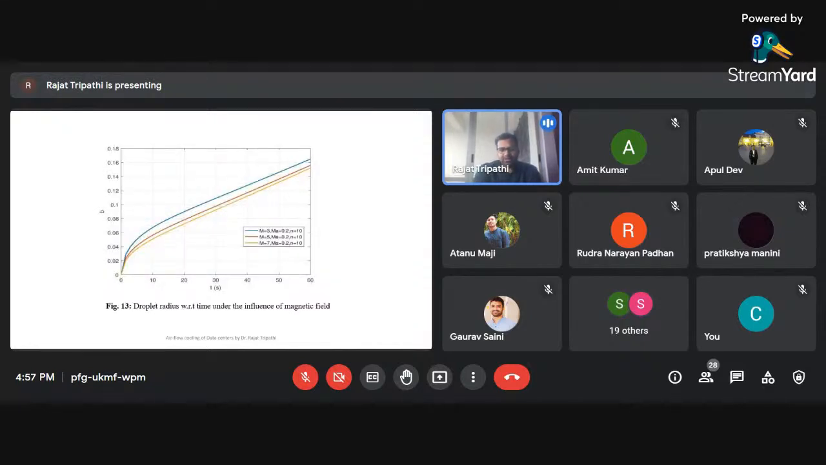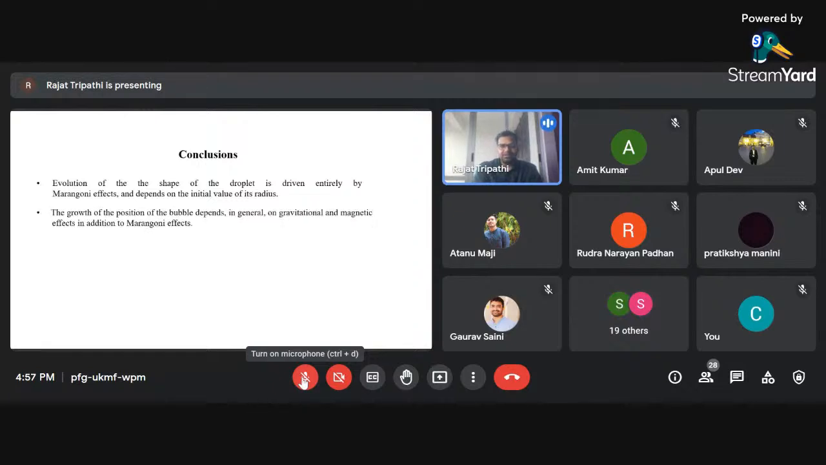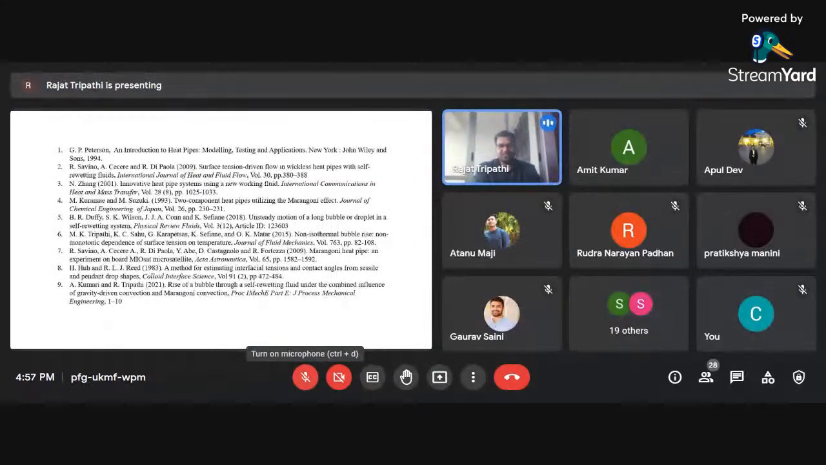And this is the graph for different values of magnetic field for the radius of the bubble with respect to time. We see that an increase in magnetic field leads to a decrease in the bubble radius. So that's the analysis that was all about this topic. These are the conclusions and references. Thank you.